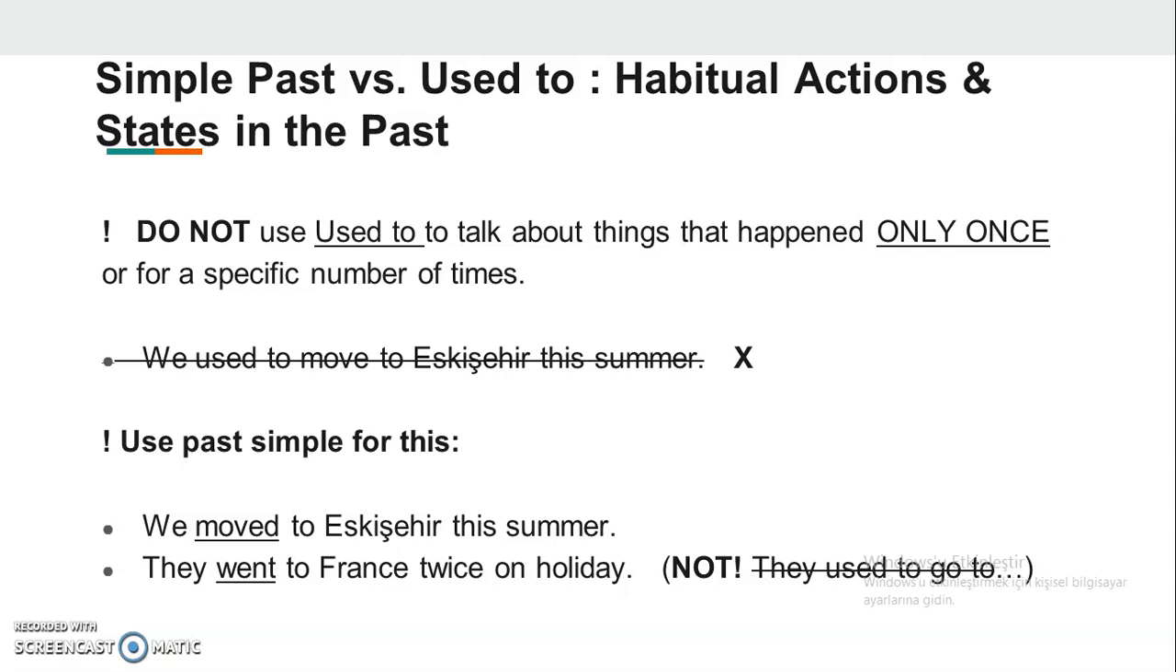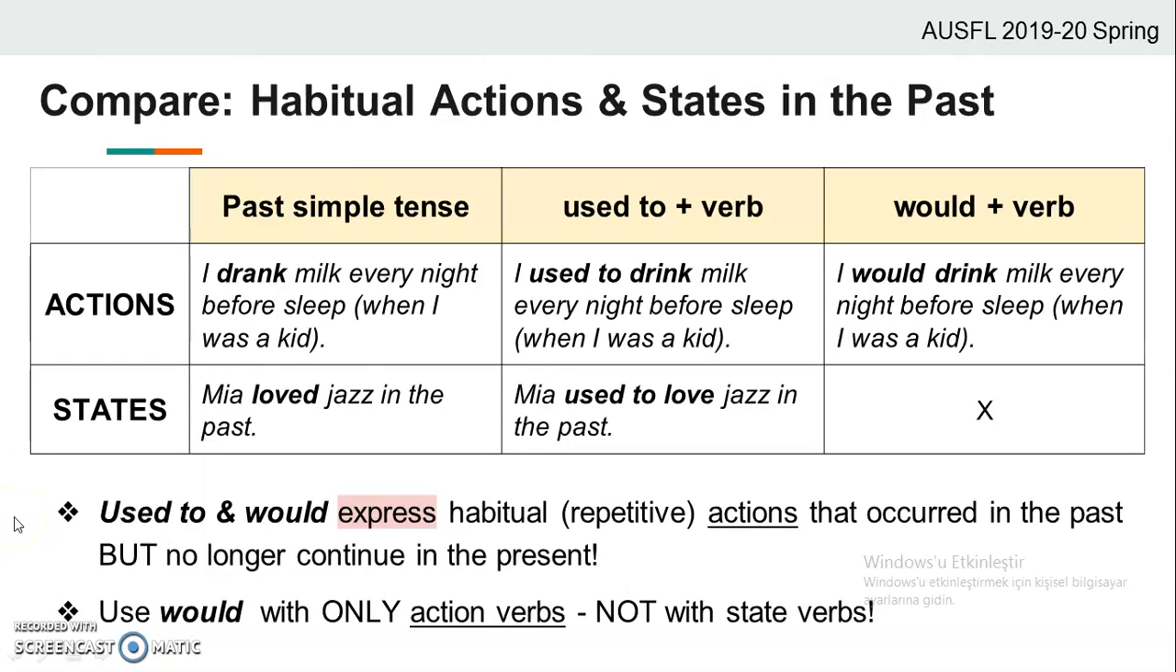And also, they went to France twice on holiday. I can say this sentence with simple past because this happened for a specific number of times in the past. But I can't say they used to go to France twice. This would be an incorrect sentence.